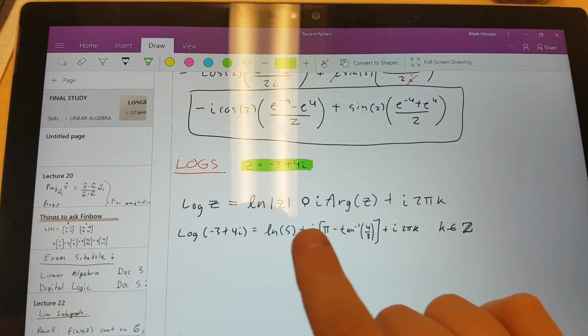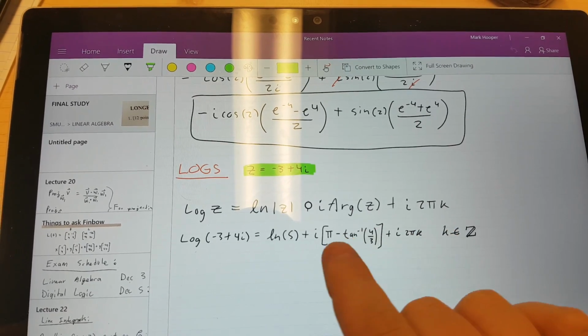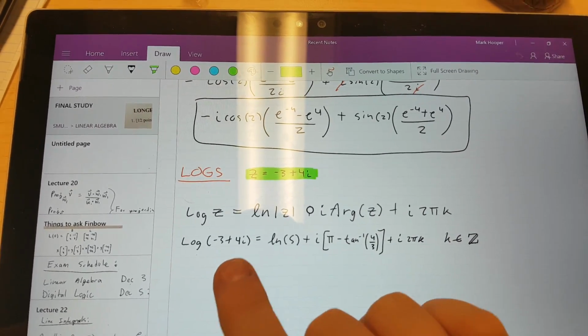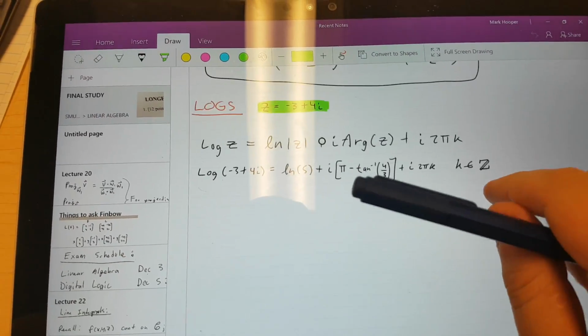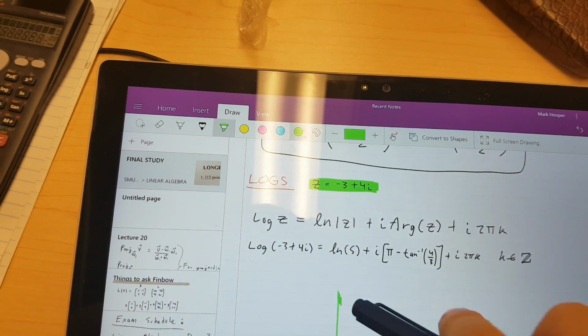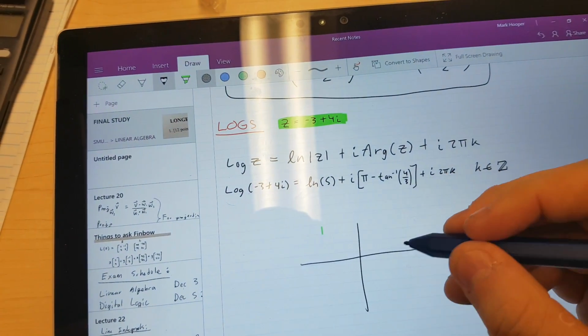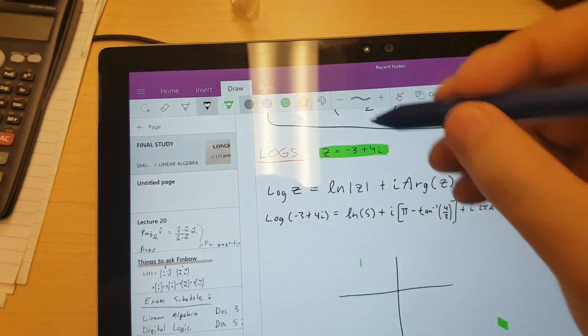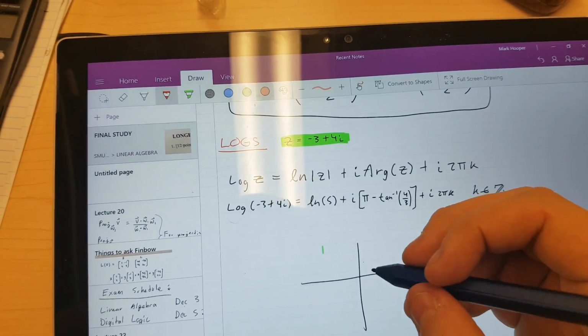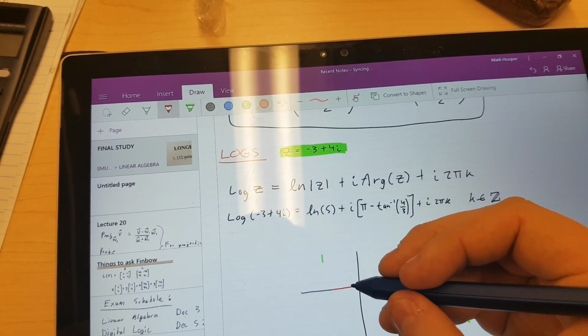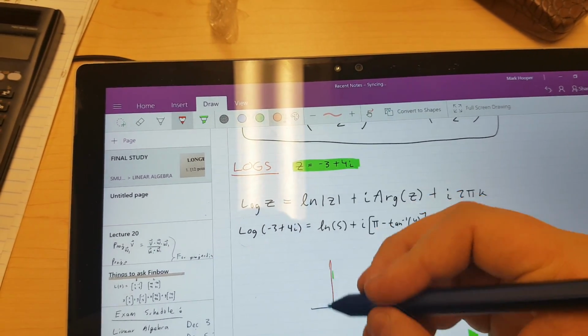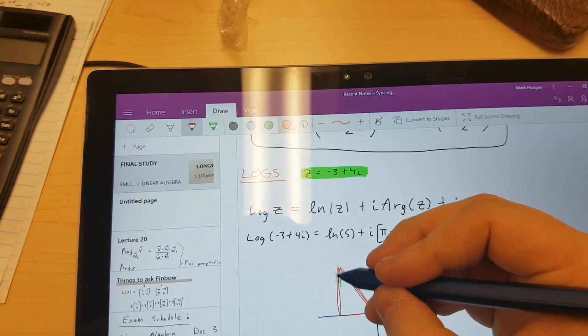And then for logs, you just memorize this formula. The trick to this one is you just draw your complex number on the plane here. So you take minus 3 and plus 4i. So that's pointing up this way.